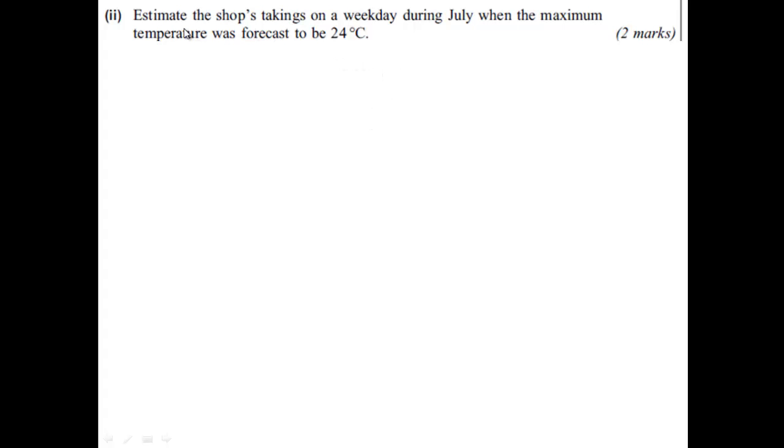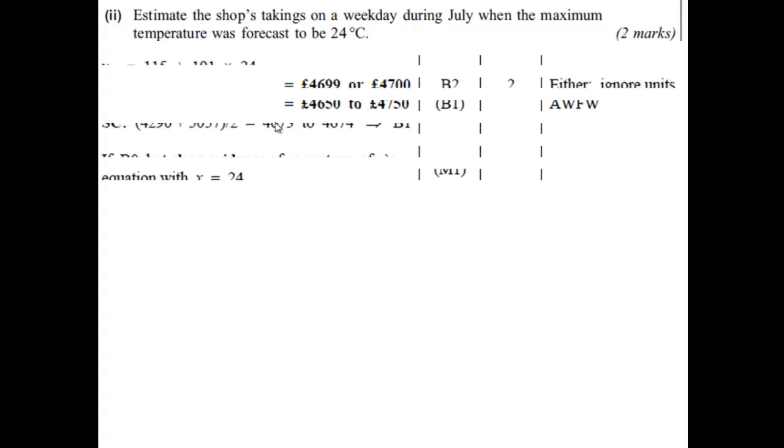We're now going to use the regression line to estimate the shop's takings on a weekday during July when the maximum temperature was forecast to be 24 degrees. In other words, we're going to make an estimate for when we think the temperature is going to be 24 degrees. All we do for this is use the equation in the form y equals a plus bx. The only unknown we now have is the x, and we put 24 in for x. So have a go, and this is what you should have got.